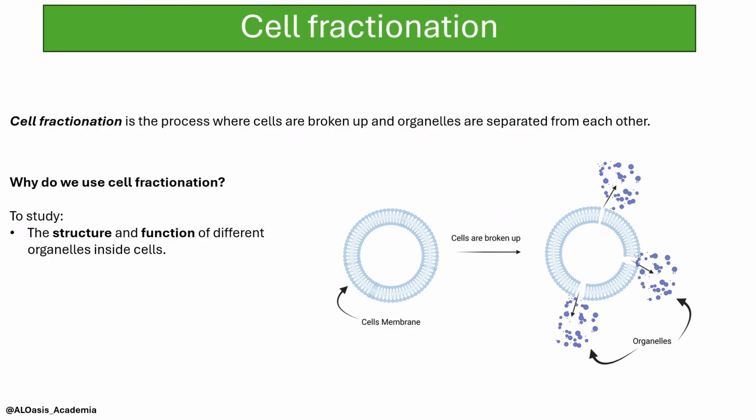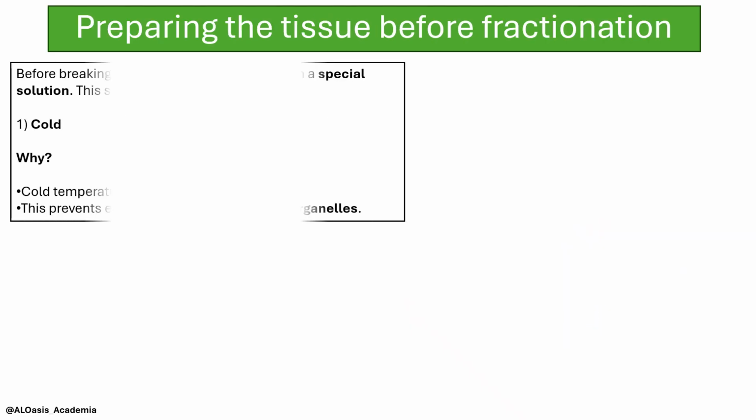So why do we use cell fractionation? The main thing you need to understand is that cell fractionation is important for studying the structure and function of different organelles inside the cell. Once we manage to get these organelles moving out of the cell, we can collect them and separate them, and then we can do structural research and functional research as well.